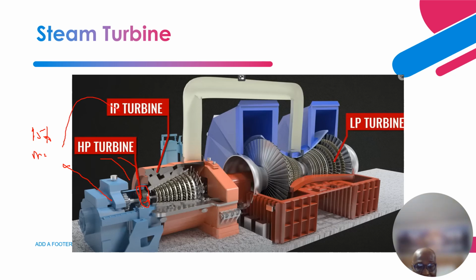Then it comes back into the intermediate pressure section. Then it hits the turbine blades, continuing to sustain the rotation. Then it goes back and crosses over. This is what they call a crossover. It crosses over to the low pressure section. So this is the crossover. So the steam basically flows from here to here into the low pressure sections and hits the turbine blades and continues to sustain the rotation.